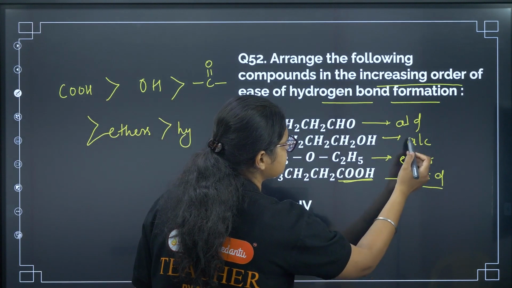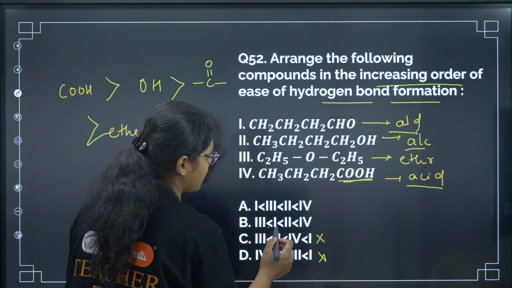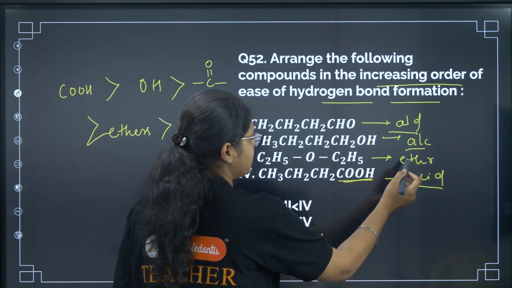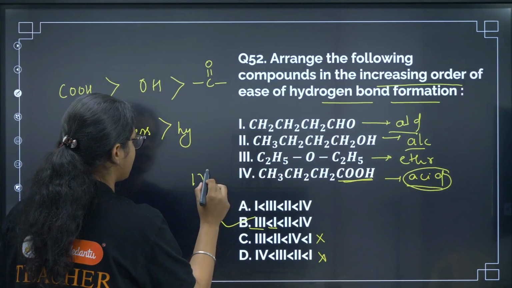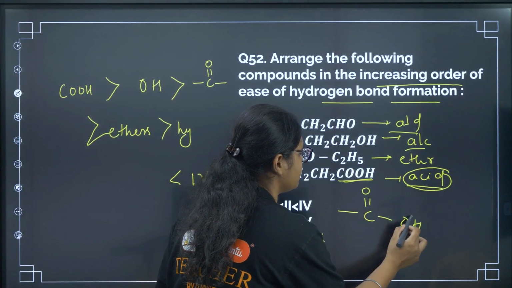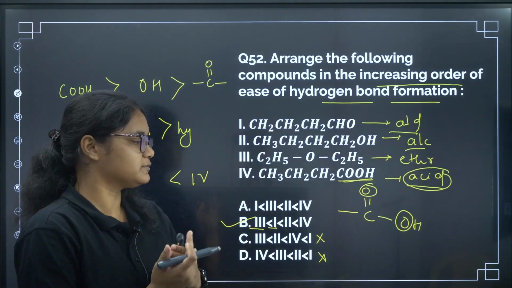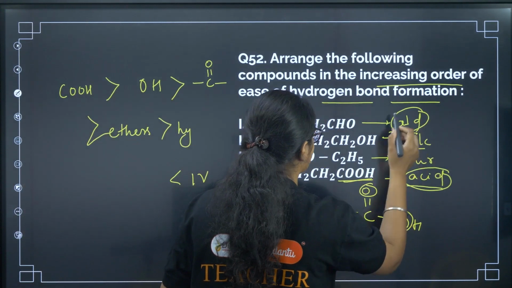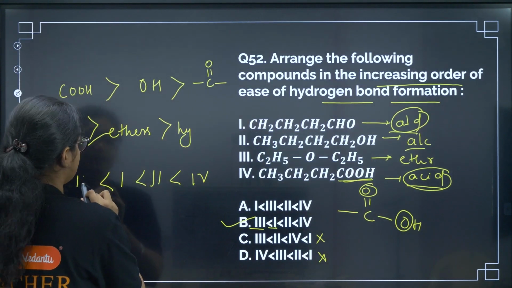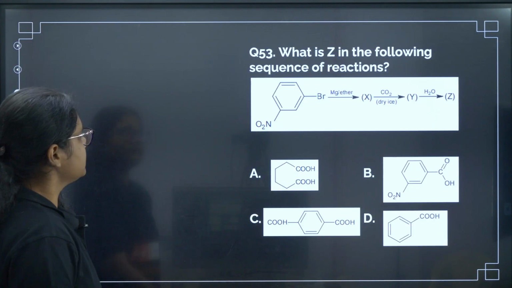After this acid, it is the alcoholic group, so both the options have 2. After this, it is aldehyde, so we have 1 and then 3. The correct answer for this question will be option B. Once again, the acidic group will have more hydrogen bonds because of its structure. You can see this O is also involved in hydrogen bonding, and this O is also involved in hydrogen bonding, so more hydrogen bonds will form. After 4, we have the alcoholic group, then the aldehyde group, and then the ether group. So 3, 1, 2 and 4. Option B. Okay, next question.